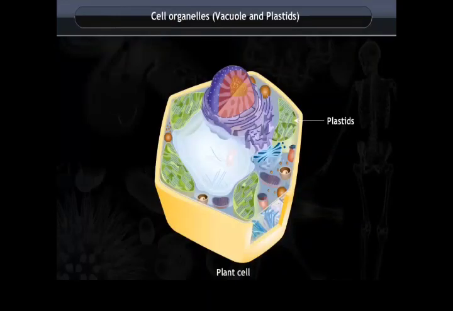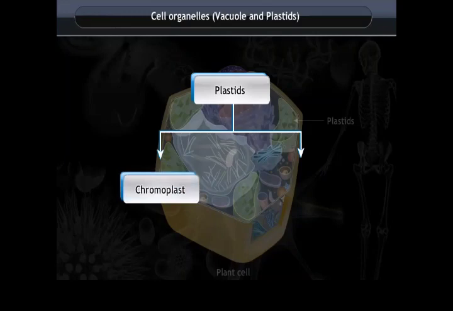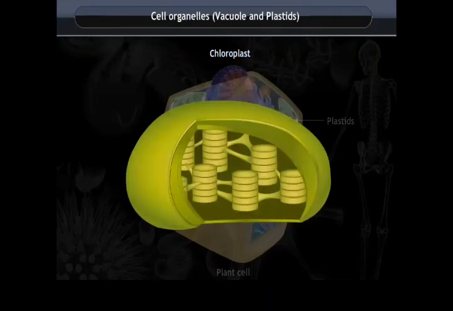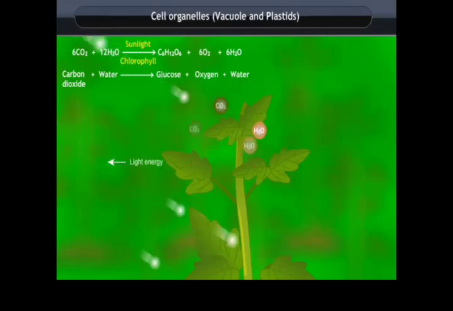Plastids are present only in plant cells. Colored plastids are called chromoplasts, whereas colorless plastids are called leucoplasts. Plastids containing the pigment chlorophyll are known as chloroplasts. The internal organization of the plastids consists of membrane layers and stroma. Chloroplasts are important for photosynthesis in plants.